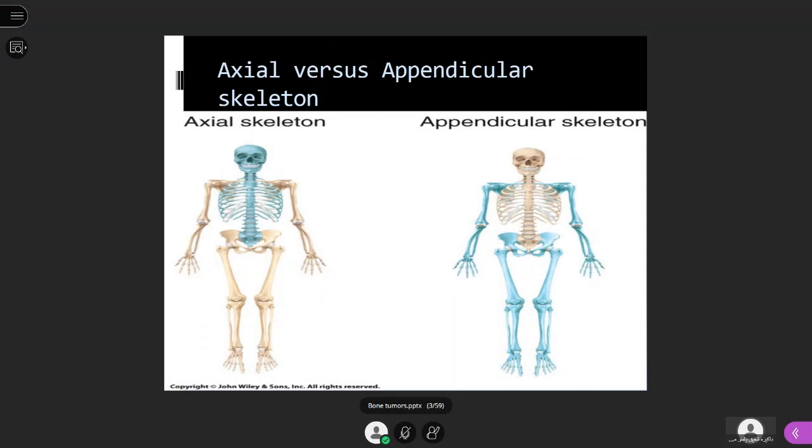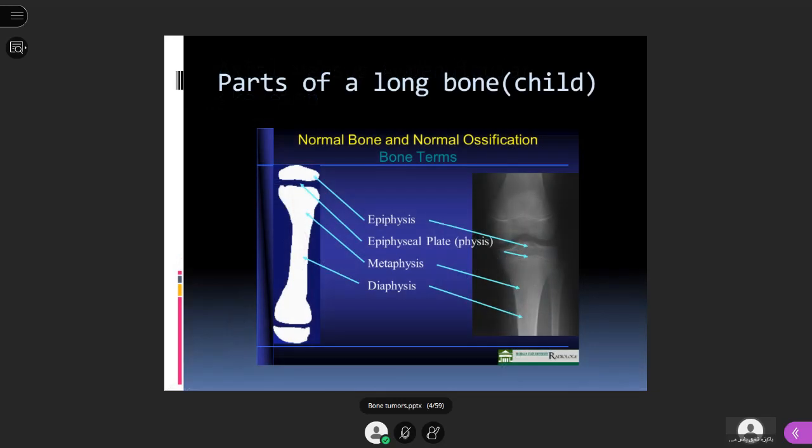See, the axial skeleton includes the skull, the vertebrae, and the ribs, while the rest of the bones, including the long bones, are included in the appendicular skeleton, including the pelvis. The pelvic bones are part of the appendicular skeleton. Now, there are parts of a long bone. Especially in a child, we can see the different parts of a long bone, which are important.